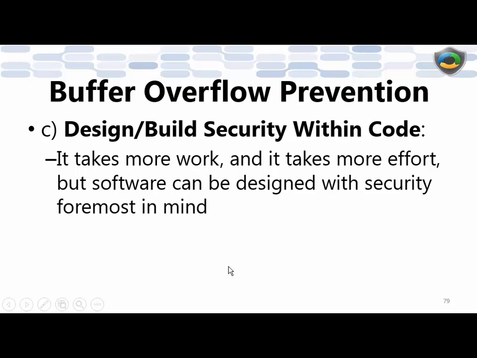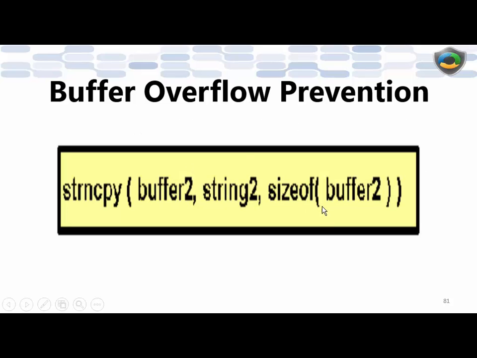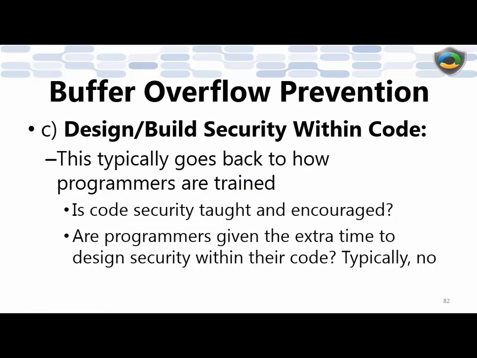Third, we can design and build security within our code. It takes more time and effort, but it has to be done. We could have added one extra step to assure complete buffer safety: when we do our string copy, instead of putting an 8 in there, we can say the size of buffer 2, which makes it just big enough to hold buffer 2, plus the null termination character. As it mentions here, this typically goes back to how programmers are trained. Is code security taught and encouraged? Are programmers given the extra time to design security within their code? Are programmers given time to go to security training? All these are typically no.